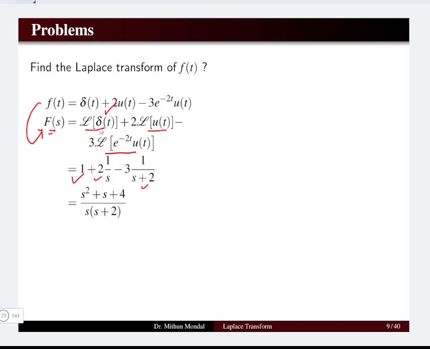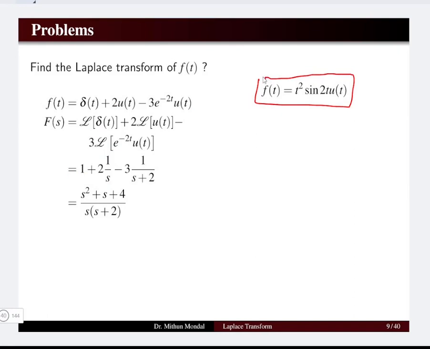Like for the impulse function we will have 1, for the step function we will have 1 by s. Then we can obtain the function F(s), which is the net Laplace transform of the given f(t) function. On the other hand, let us take one more example, which is f(t) equal to t square sine 2t u(t).